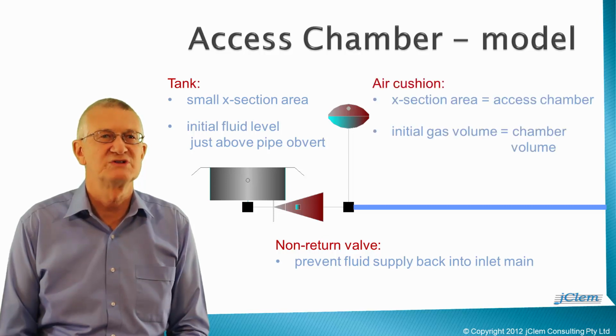3. An air cushion on the upstream side of the non-return valve. A WATHAM air cushion is a modelling device that can draw in air if it needs to, plus it can compress or decompress the air inside the cushion. The cushion is given the actual chamber's cross-sectional area. The cushion's initial air volume is set to be the actual capacity of the chamber minus any initial fluid volume.